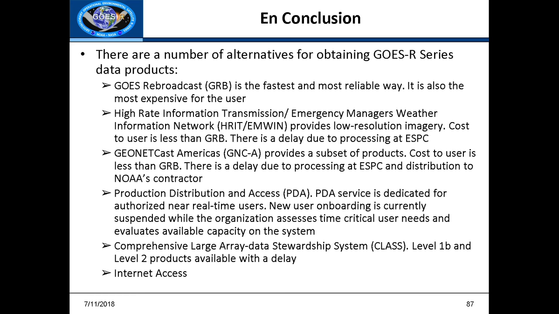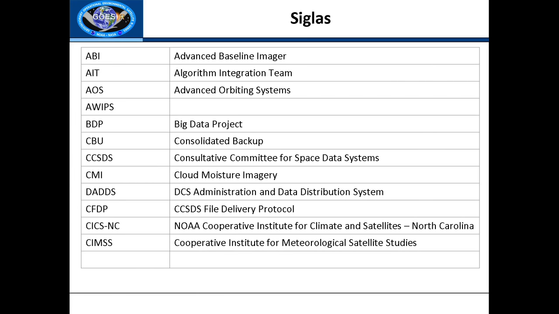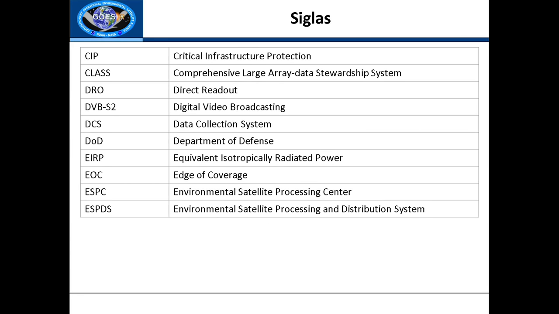So we feel like we're providing a number of different ways for people to retrieve the GOES-R series products, in addition to our operational users that retrieve it on the PDA. And we think with CLASS that we pretty much have everybody covered as far as meeting their needs within our capability and our resources. And then we've got users that are retrieving the data and providing value-added products like they are here. So I think there's a lot of great stuff going on that we're very excited about. And then again, all the acronyms for you at the end.